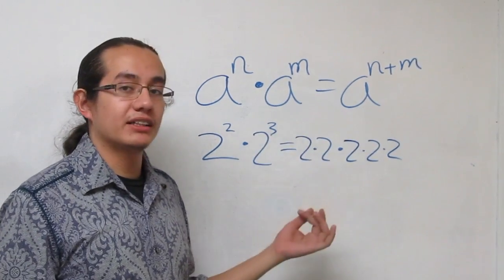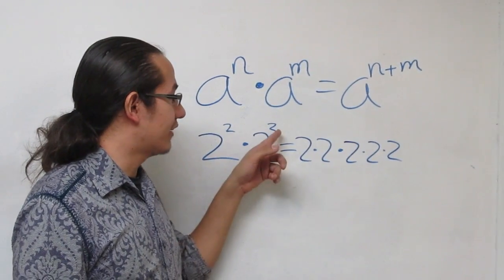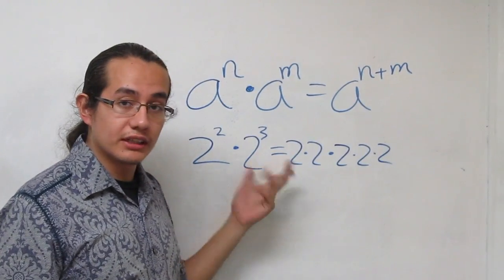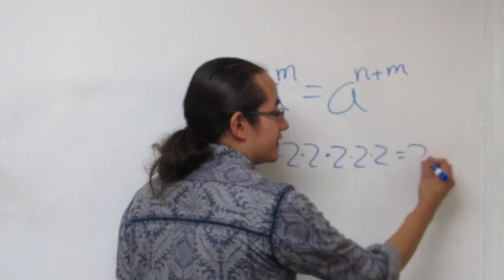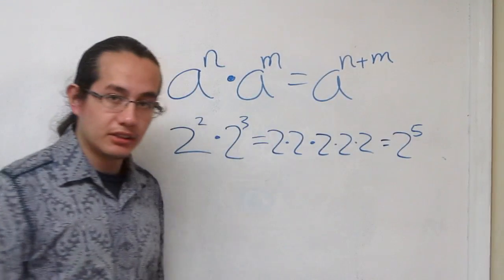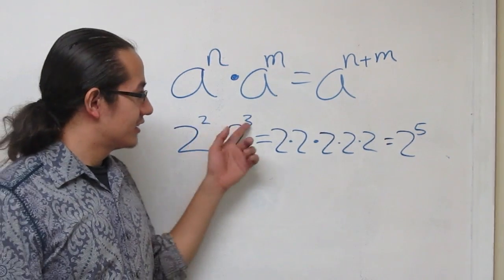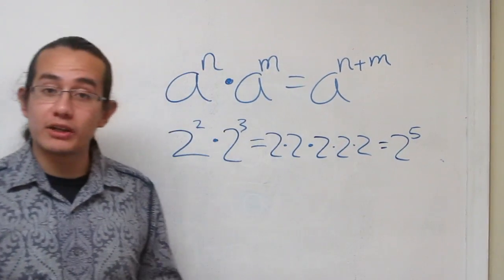We're really just combining them. That tells you how many 2's there are, and if you have this many 2's as well, then how many 2's do you have in total? We have 5 of them. So we have 2 to the 5th power. And see, they add up together. So that's why we have to add them up.